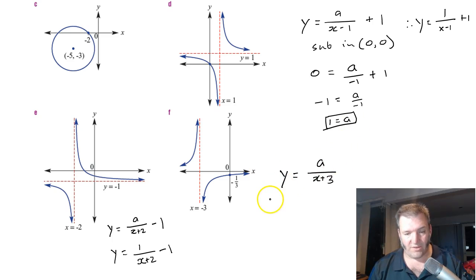So now all I need to do is sub in when x equals 0, y equals negative 1/3. So here I've got negative 1/3 equals a over 0 plus 3, which is just 3. Oh, that's pretty easy. Negative 1 equals a. So I've got my equation. y equals negative 1 over x plus 3.